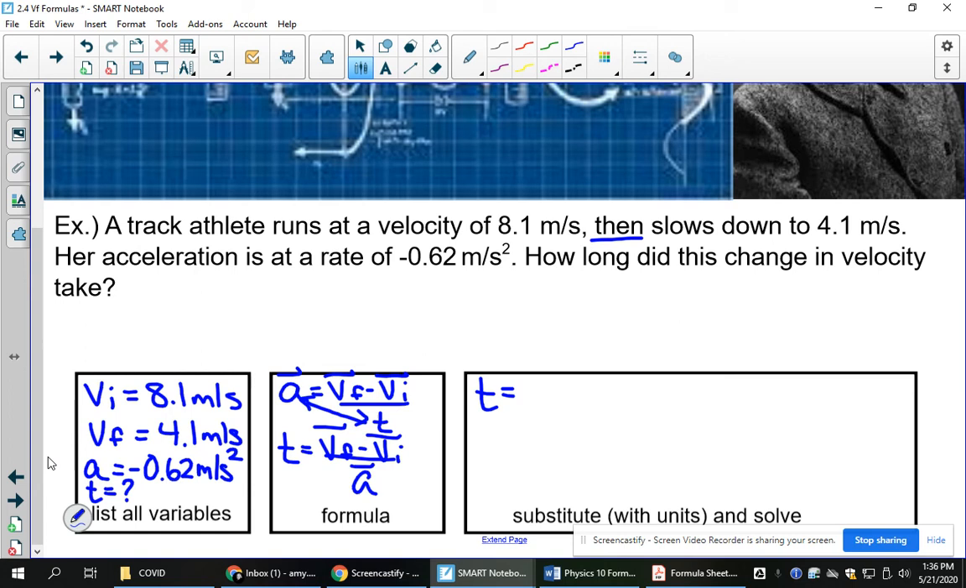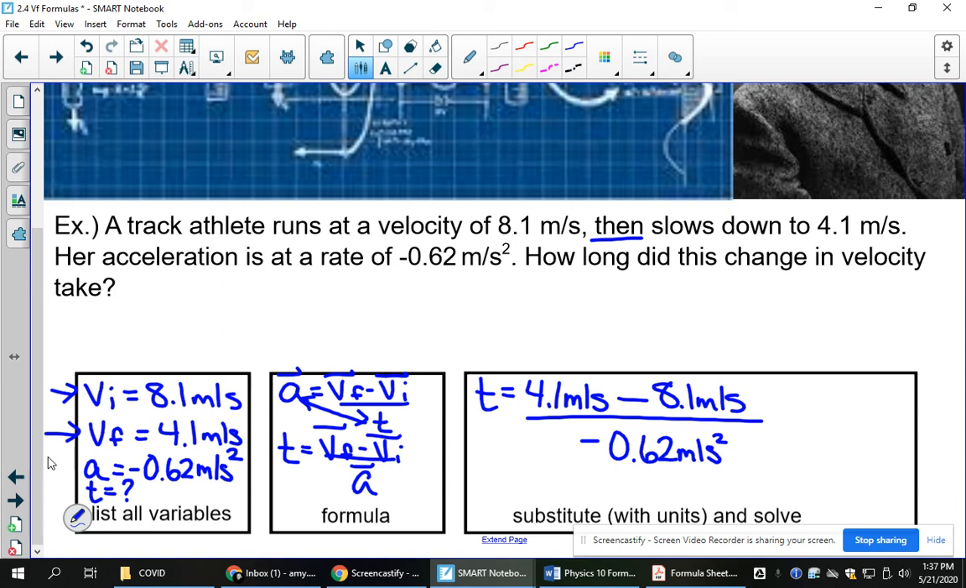So here I go substituting my numbers in. VF is what I put first. I wrote it second over here, so be careful that you pick the right number. 4.1 meters per second minus VI, 8.1 meters per second, over acceleration, which is negative 0.62 meters per second squared. Remember that the squared applies to the units, not to the number.